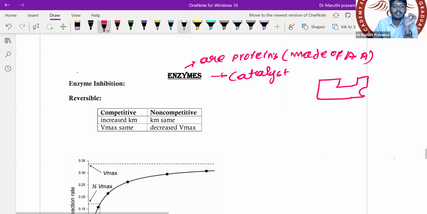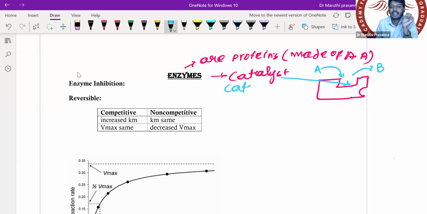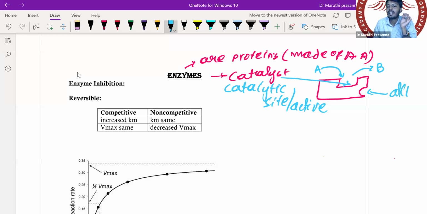In this enzyme, there is one important site where substance A is coming and getting converted into B. So some conversion is taking place in this site. I will call this the catalytic site, also called the active site. And the other place, where something can come and bind, we will call an allosteric site.